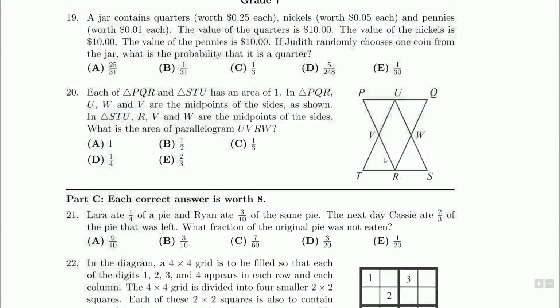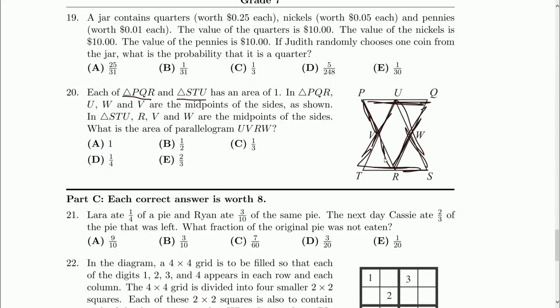Root Beer here with question number 20 on our grade 7 Gauss paper from the year 2009. So let's take a look here. Question 20: each of triangle PQR and triangle STU, we look for them, they're very hard to see in our pictures, but there they go. There's one and there's the other. Has an area of 1.